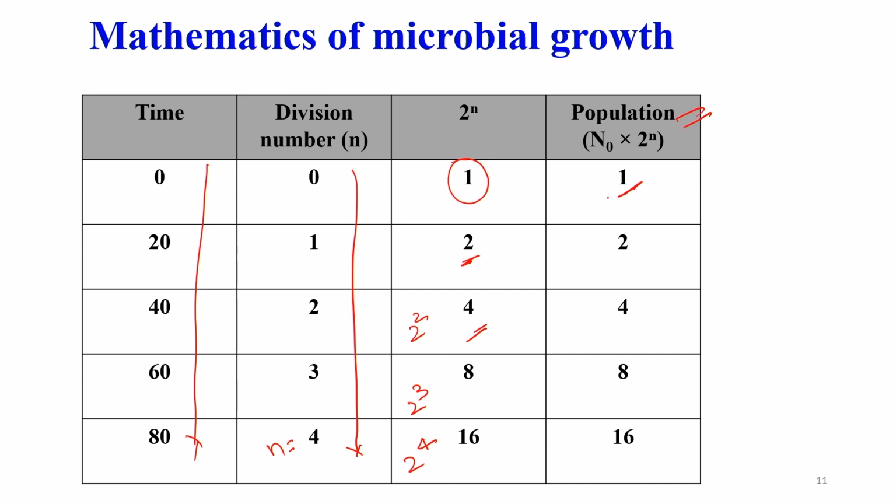N naught, we are taking 1 into 2 to the power n, was 1. So, it will be 1. So, here the same, because we are taking N naught as 1. Once you are taking N naught as 1, this value will be the same, but N naught may have some different value. So, in this way we see, depending on the number of generations, what will be the total population.